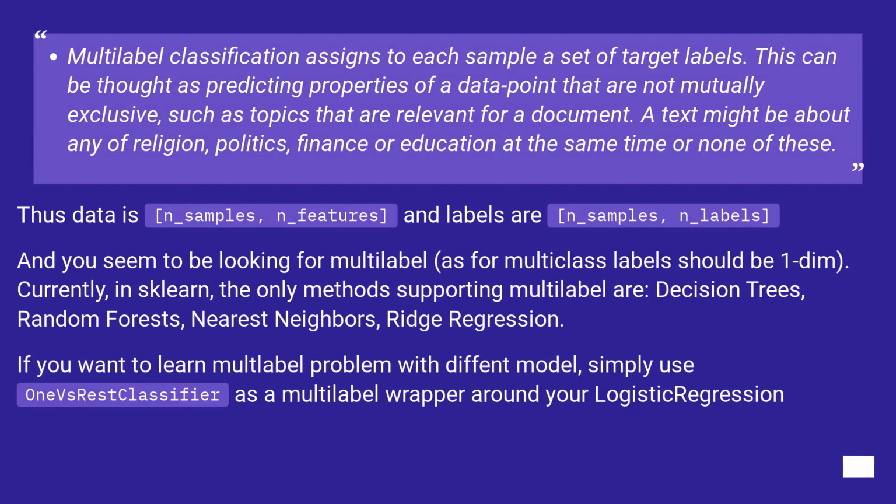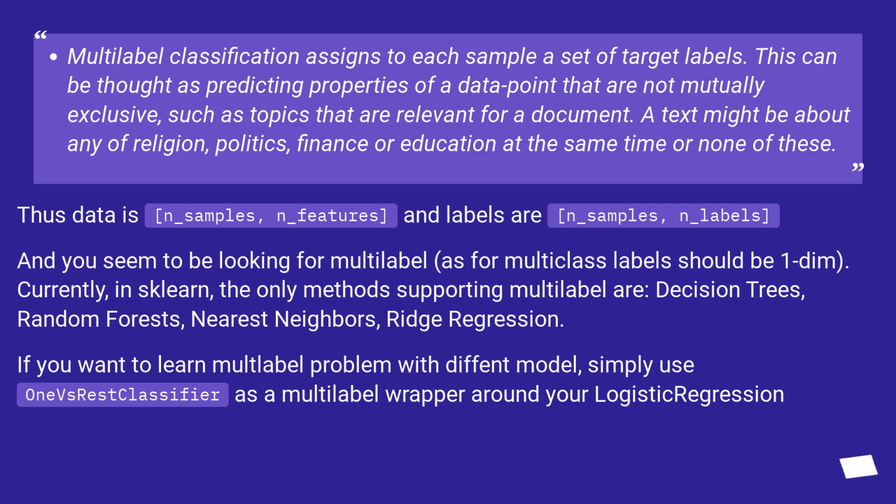Multi-label classification assigns to each sample a set of target labels. This can be thought of as predicting properties of a data point that are not mutually exclusive, such as topics that are relevant for a document. A text might be about any of religion, politics, finance or education at the same time, or none of these. Thus data is n_samples, n_features, and labels are n_samples, n_labels. And you seem to be looking for multi-label, as for multi-class, labels should be 1 dim.